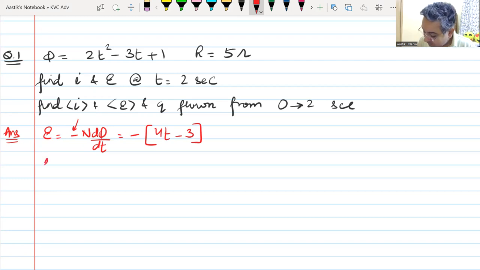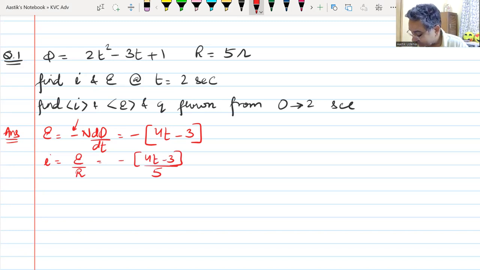To find the current at 2 seconds, you just divide E by R. So it becomes minus of 4t minus 3 divided by 5. That is the current at the given time. Do we understand this? To find the average current, you have to find the average EMF. And to find the average EMF, you have to do minus N into change in flux divided by total time. Yes or no?